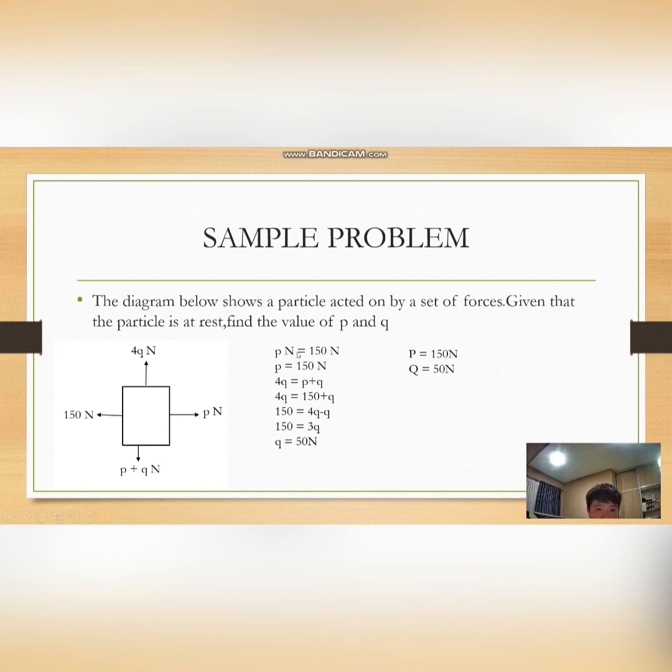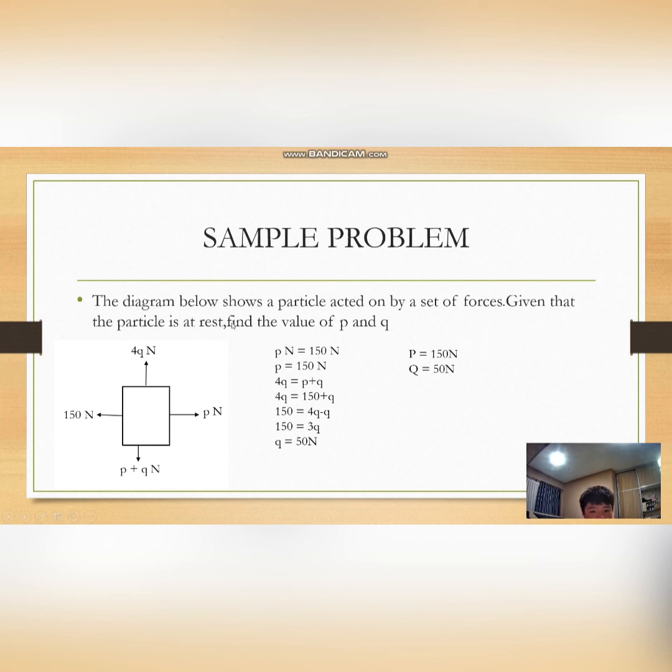We get here P equals 150 Newton because the right and the left are the same and opposite. The top and bottom are the same, so 4Q equals P plus Q. 4Q equals P plus Q, and we got P as 150 Newton. 150 Newton equals 4Q subtract Q. We got 150 Newton equals 3Q. Q equals 50 Newton.